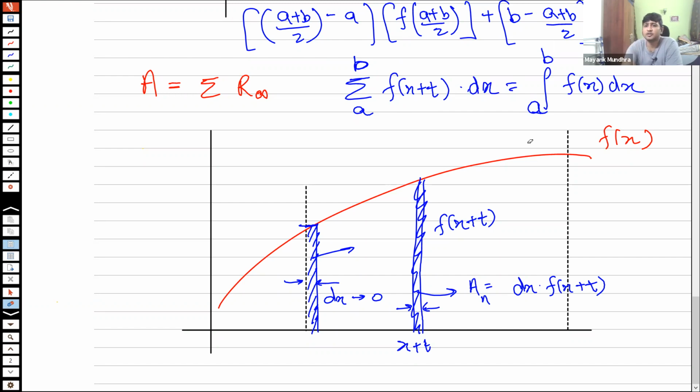So this is the implication of your integration. Your integration is nothing but the area under the curve.